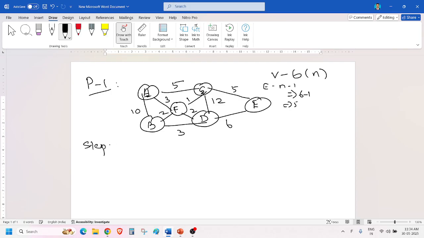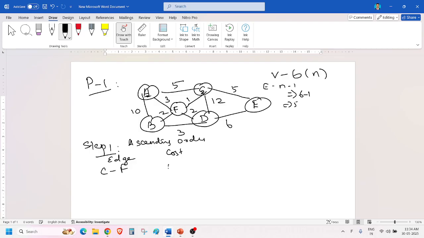What I said in step 1: arrange all the nodes in ascending order based on the cost. So you are going to arrange the edges with their costs. What is the very minimum cost over here? 1. Where is it? C to F.